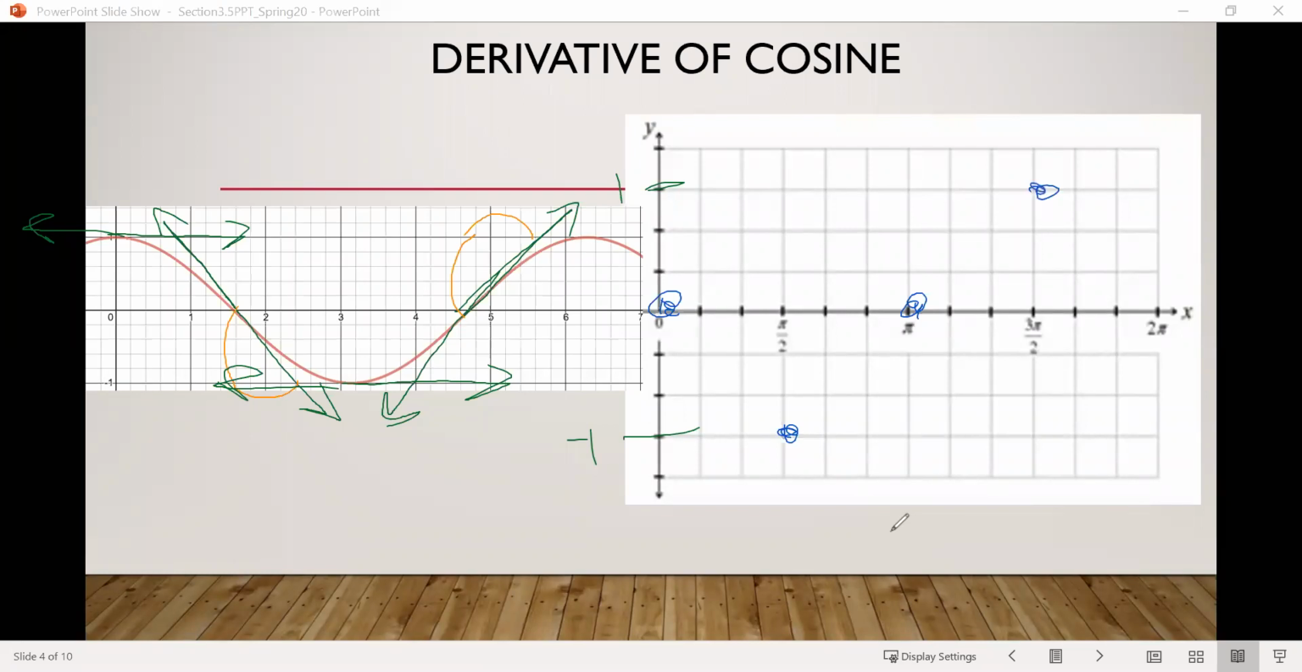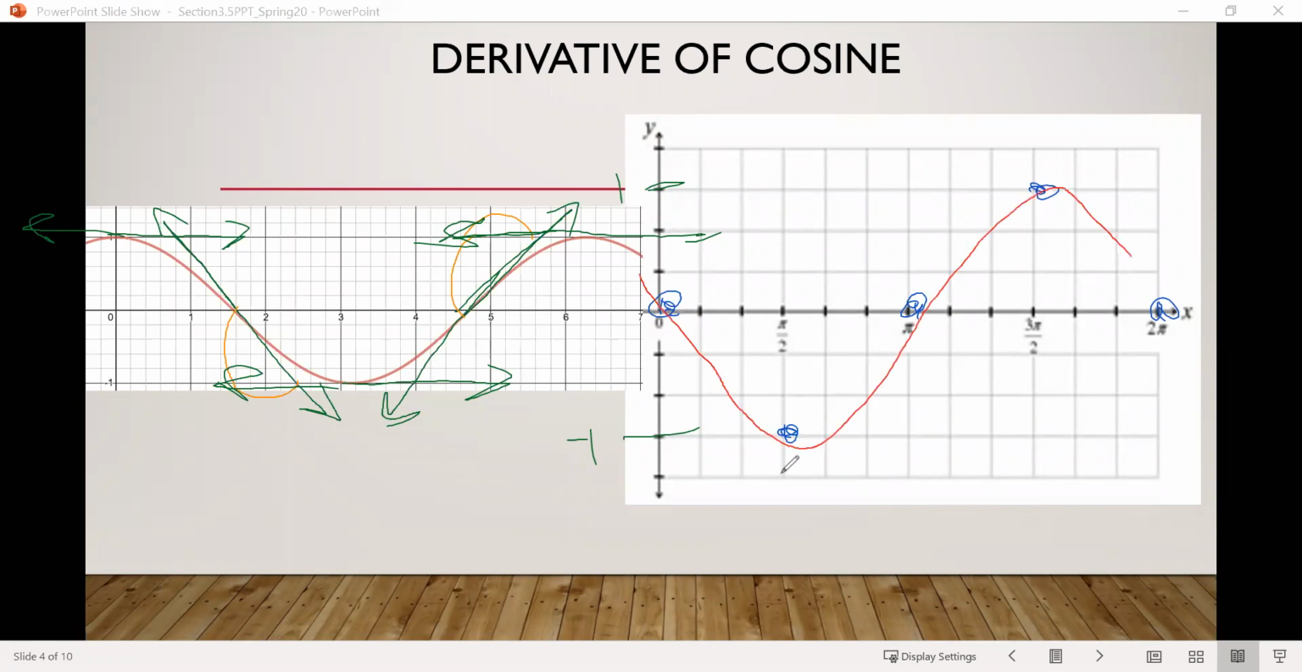And then at pi, notice again we have a peak here, so we have another horizontal tangent line. So in that case, we would see that the slope is 0 once more. Okay. So now let's connect those dots.